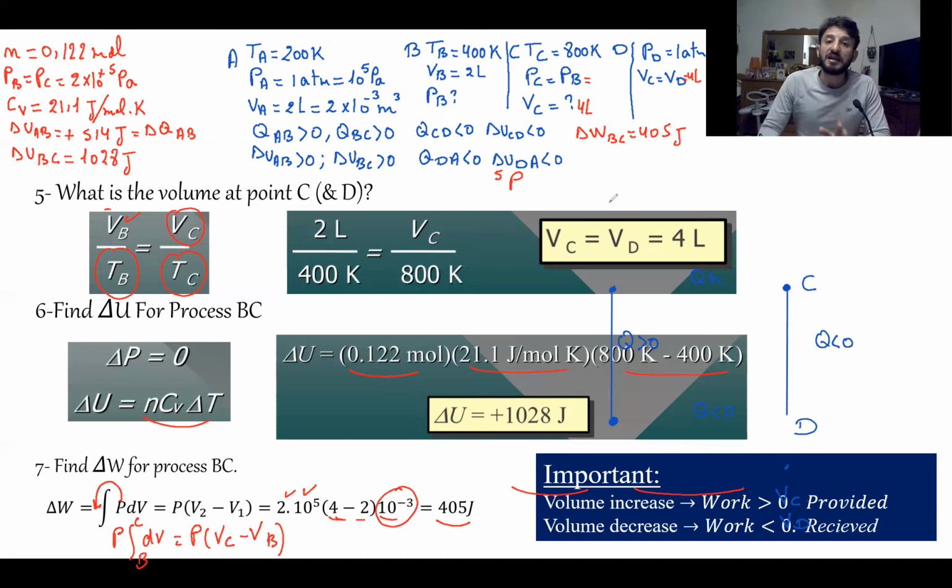Listen, anyway, between B and C, the volume increases. In this case, we must have a positive value of omega. So it must be positive because we have an expansion of volume. Volume increases, so we must have a positive work, and this work is provided by the gas. Volume decreases, so the work must be negative, and this quantity is received by the gas. When I say provided, it means it must be positive. When I say received, it must be negative.